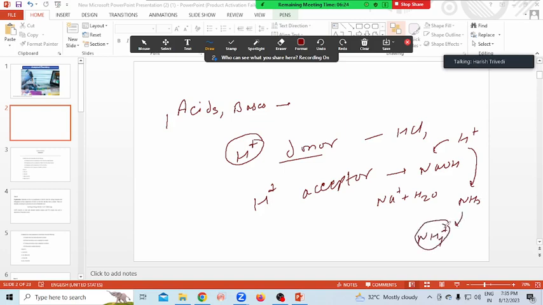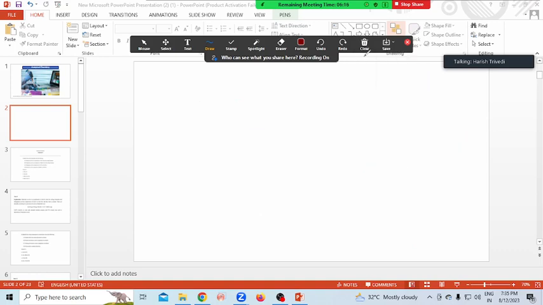Okay, so here also accepting H plus ion and here also accepting H plus ion. But the mechanism is different, but both are known as base. Similarly, suppose ammonia, if you dissolve ammonia in water, it will give you ammonium hydroxide, NH4OH. But ammonium hydroxide will also be found in ionic form.